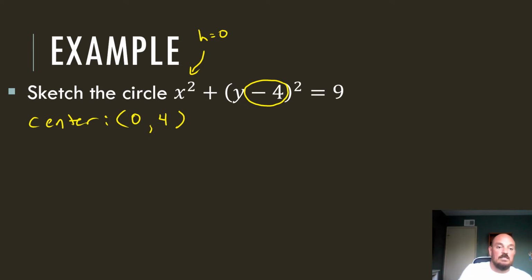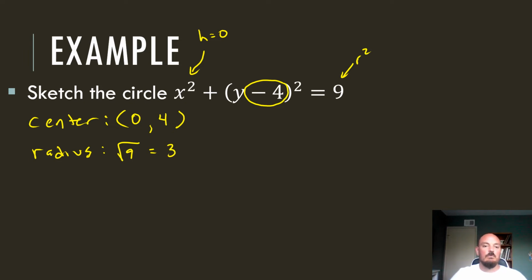As for the radius, this is r squared, so I can find the radius by taking the square root of that number. The radius is the square root of 9, which would be 3. Now with just those two pieces of information, knowing the center and the radius, I can sketch this circle. Let me draw a blank coordinate plane here.